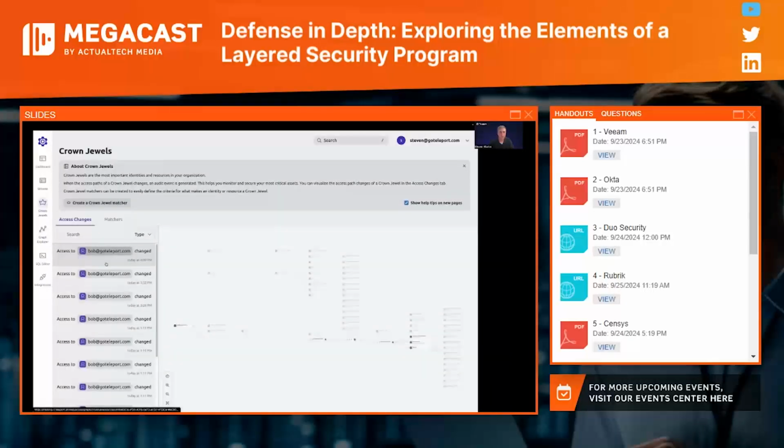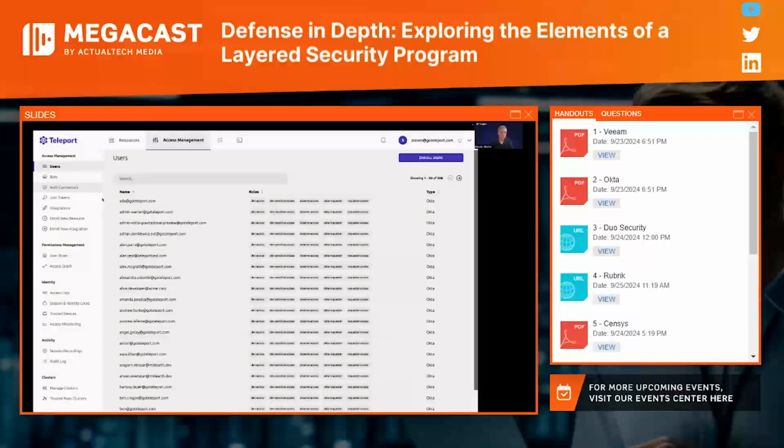So in this case, I want to watch what's happening to Bob. Prior to this, I'd already set up something where I want to watch what changes with Bob. And in this case, his access request changes. So in real time, he did this access request. If I wanted to know not just his day-to-day changes, but when he does access requests, that's something I'm watching in real time as part of our Crown Jewel functionality.